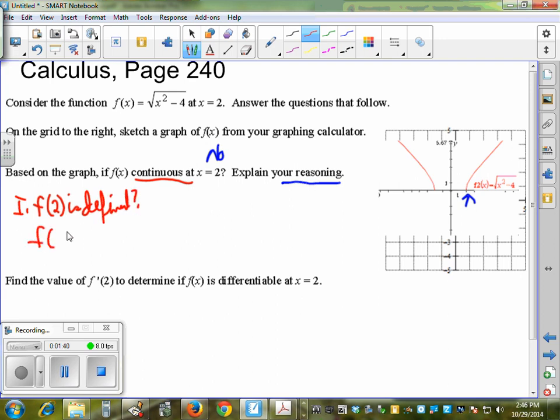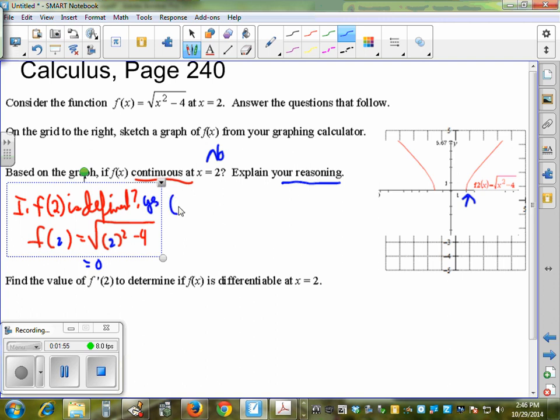So we can take our function and we plug in 2. 2 squared is 4, minus 4 is 0, the square root of 0 is 0. So yes, it is defined. Okay, when x is 2, y is 0, you can tell right there on the graph that is true.